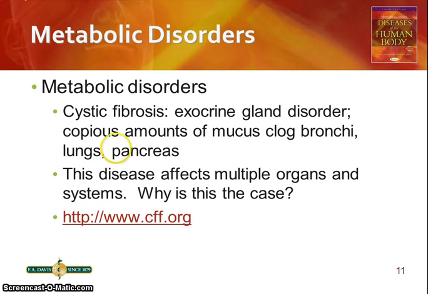Some metabolic disorders. Cystic fibrosis. This is an exocrine gland disorder in which copious amounts of mucus clog bronchi, lungs, pancreas, and other organs as well. This disease affects multiple organs and organ systems. So think about what's going on here and think about why this condition would affect multiple organs.